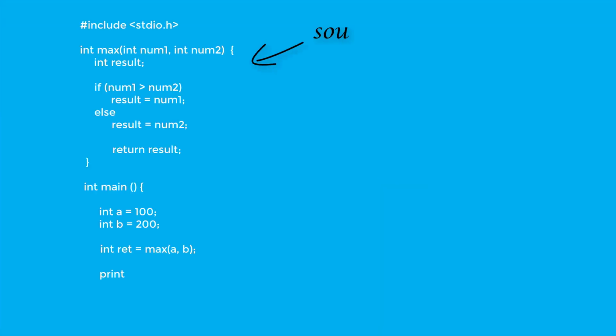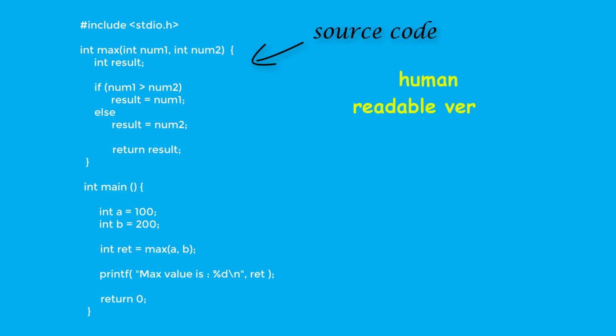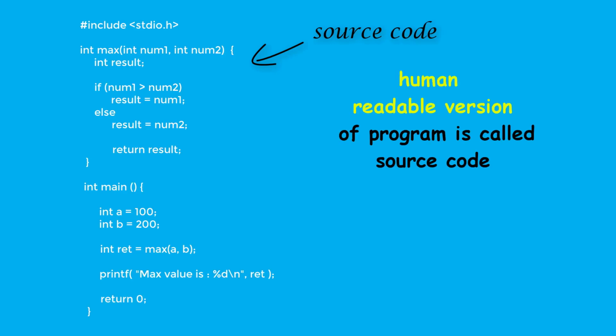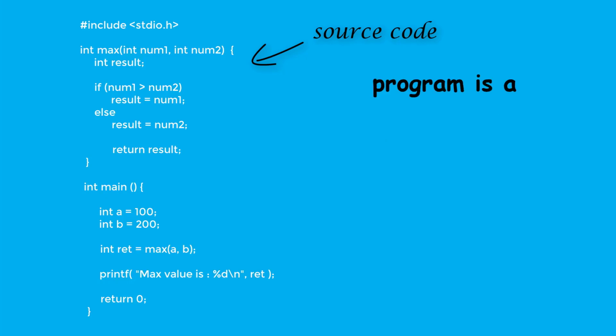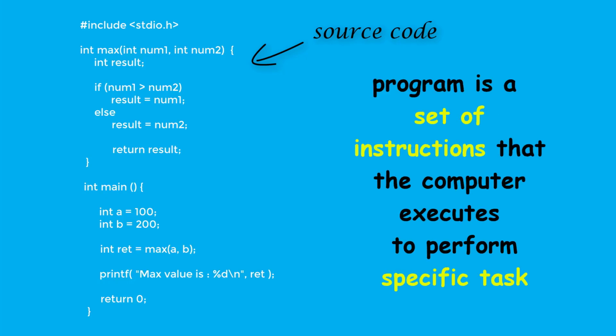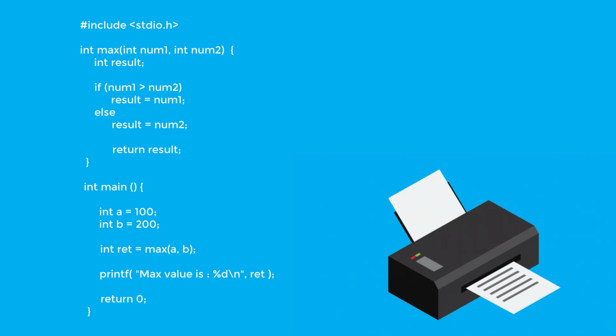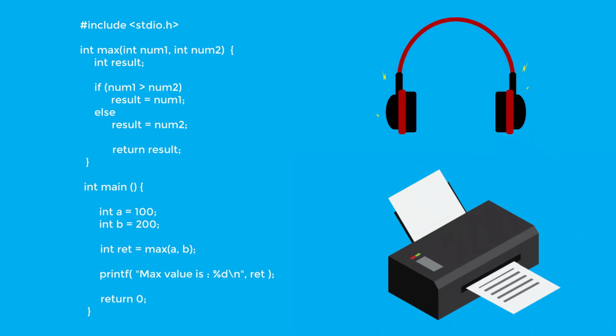This is a source code, and a source code is a human-readable version of the program. And what is a program? A program is a set of instructions that the computer executes to perform tasks. And a task could be anything like printing a document using a printer, or even playing music. For every task we require a software program.